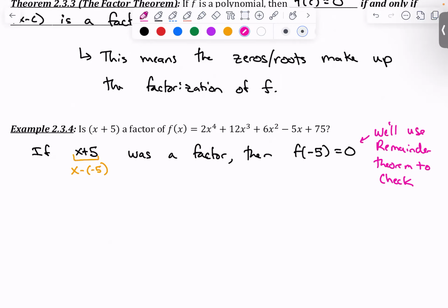Normally, I would just say check it in your calculator. Plug in -5 into that, and you'll see that it equals 0. But I have a reason for this. I want to show us something that's going to be useful for the next page.